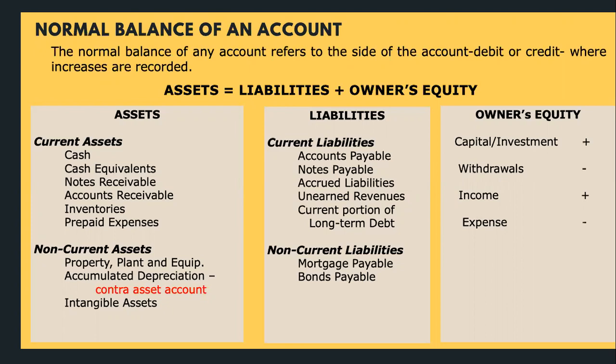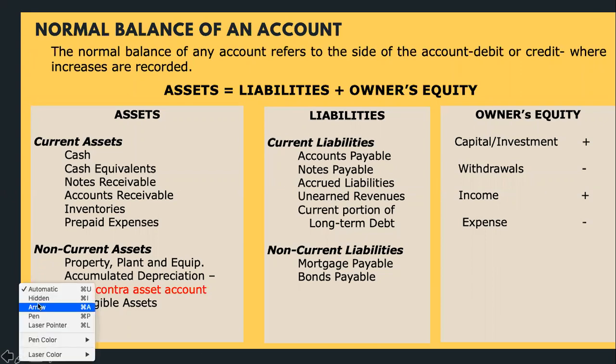Example, asset: if we debit asset, does its balance increase or decrease? If its balance increases, it means the normal balance of asset is debit. But if we credit the asset and its balance decreases, that's not the normal balance of asset. Okay, so again, the normal balance is the side where it increases the account's balance. So here, each account or each element of the financial statement has its own normal balance.